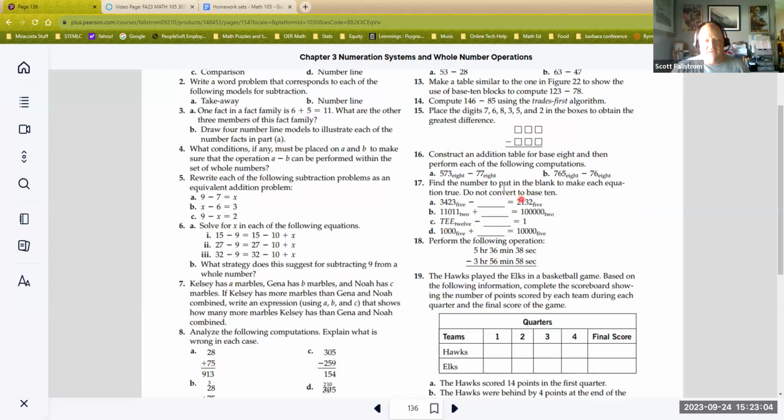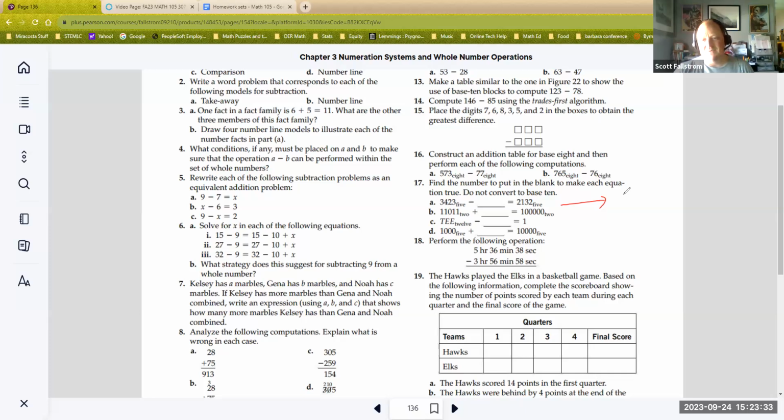Let's see here. What do we have? Find the number to put in the blank to make each equation true. 3423 minus something gives us this number. Hey, if this is a missing subtrahend problem because you're missing part of subtraction, maybe think of rewriting this as an addition problem or a different subtraction problem, depending on what you're missing. Right? So again, picture this. If you're struggling with that type of question, picture this. What if it was base 10? Go back to your problem solving strategies from chapter 1.